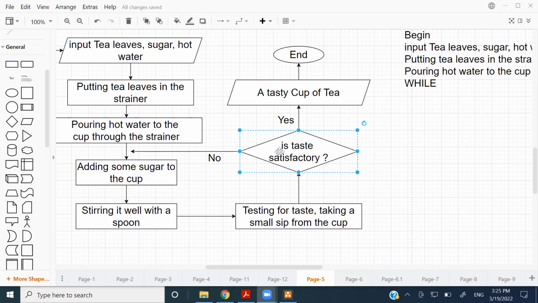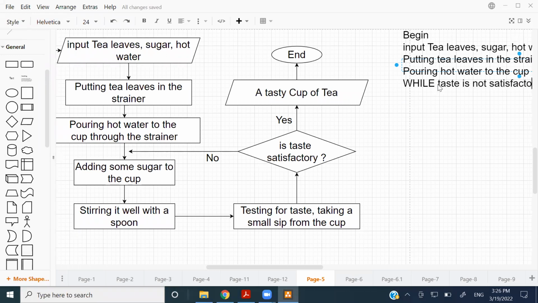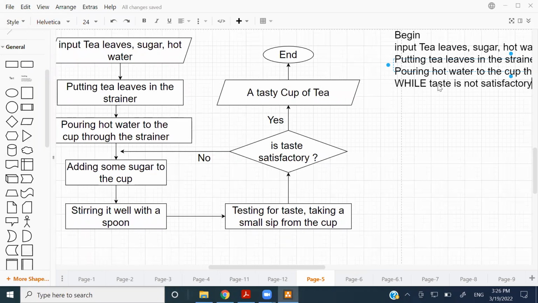Yes, while taste is not satisfactory. No, Ravindu, there are many ways. There are many ways. I'm talking about the while, right? Because while is a universal thing. We can use it for any particular iterations. So the question is going to be asked while, and we need to write it to fit this. Taste is not satisfactory. That's going to be the condition.